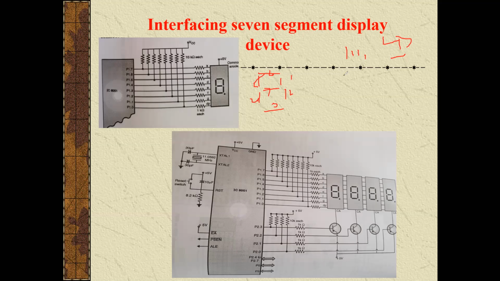If I want to display 1, then number 1 and number 2 LEDs should glow. If I want to display 3, then these LEDs should glow, see here, number 4, number 1, number 2, number 3. If I want to display 5, then this arrangement of LEDs should glow, that is number 4, number 3, number 2, number 7, and number 6. There are many varieties of 7-segment displays available in the market. So let's see the theory.